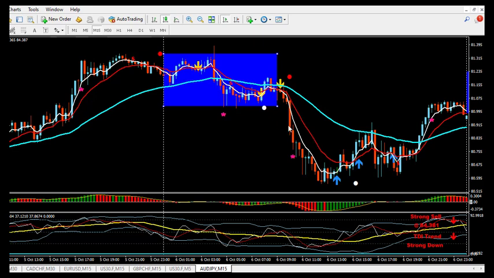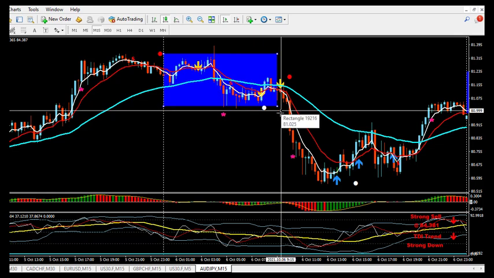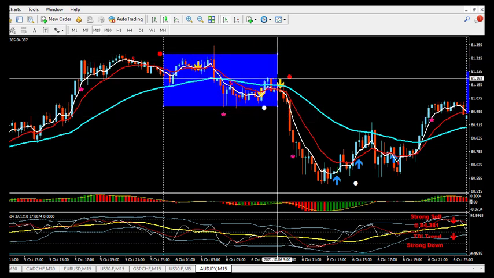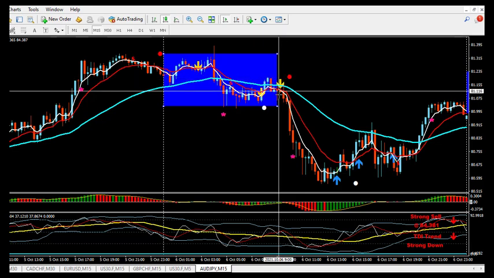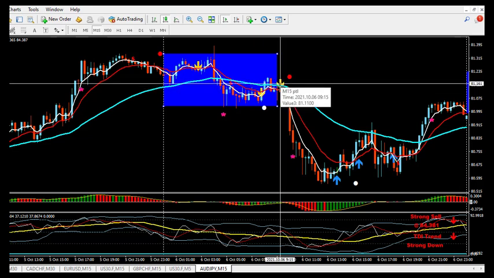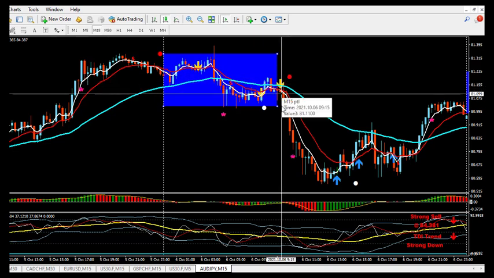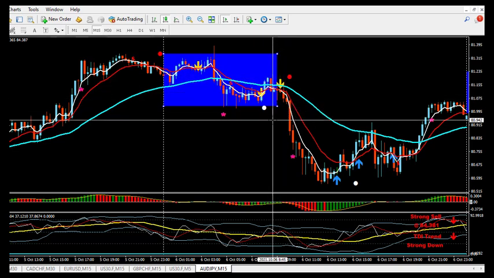And as you can see, around 8 a.m. plus 1 GMT, we have another setup at this particular point. After this box, we have an indicator, this yellow indicator, giving us a sell signal. So at this point, I'm going to sell.